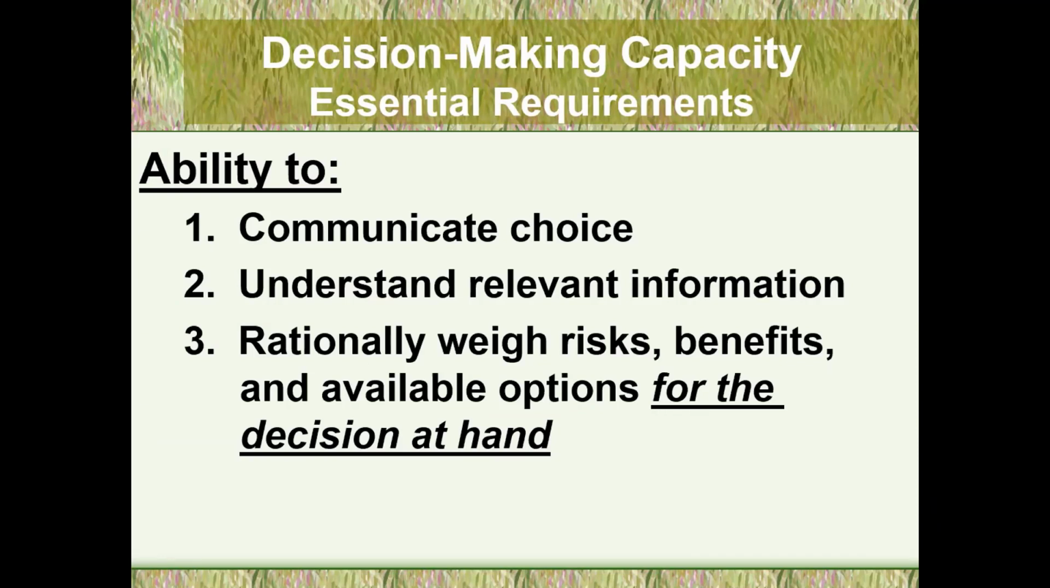And that's the process of assessing their capacity: do they understand relevant information, and can they rationally weigh risks, benefits, and available options? But the real key here is for the decision at hand. You may know that only a circuit court judge can determine a person to be incapacitated. As a physician, I cannot do it. I give a medical opinion on whether somebody has or does not have decision-making capacity. So it has to be relevant to the decision at hand, and we'll come back to that central point throughout this discussion. Next slide, please.